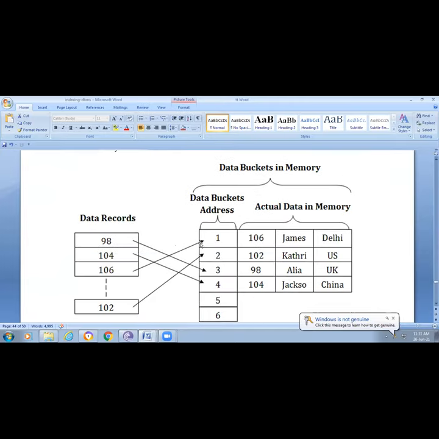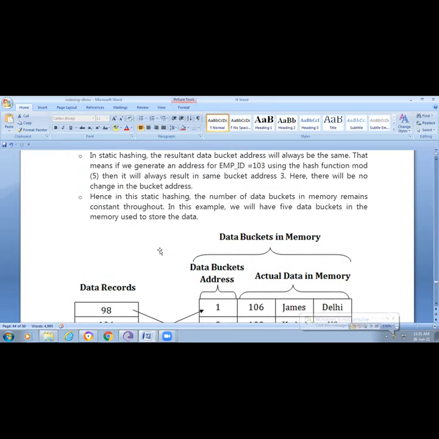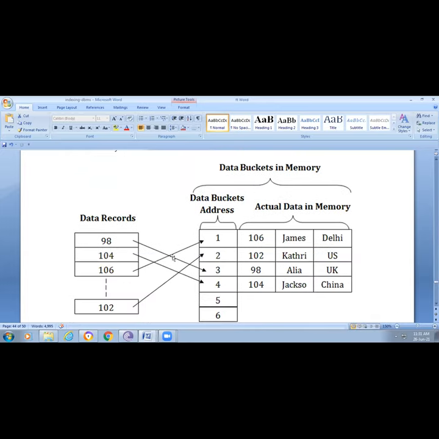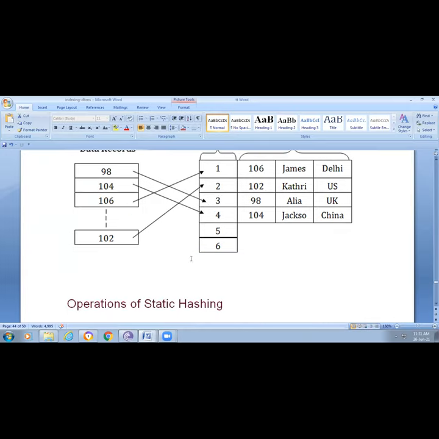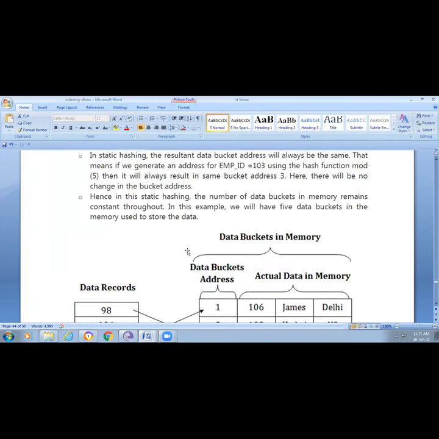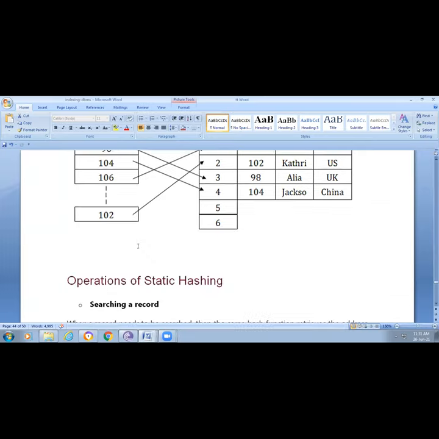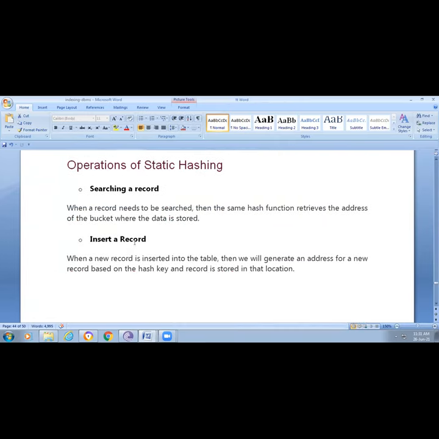Okay, please try to observe now. 98 is placed at 3, 104 placed at 4, 106 placed at 1, and 102 placed at 2. So now, what are the operations of static hashing? The same example is also used for static hashing. Operations of static hashing.